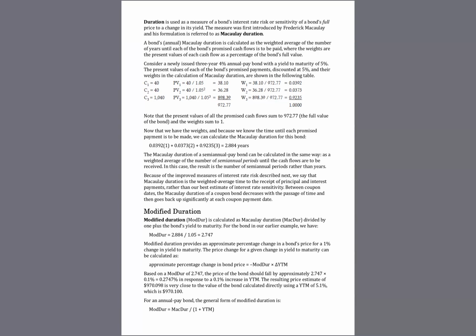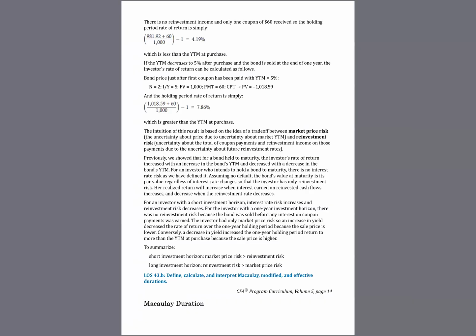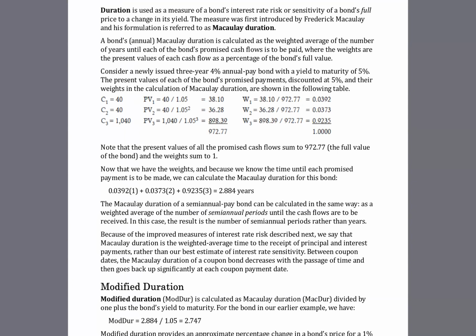Yes, Sylvester, we can look at this briefly. Let's look at the example here. It says: consider a newly issued 3-year 4% annual pay bond with a yield to maturity of 5%. We want to calculate the Macaulay duration of this particular bond. So pay attention to the question. It's a 3-year bond with a coupon of 4% payable annually, and the yield to maturity is 5%. This is how we calculate Macaulay duration. So take note.